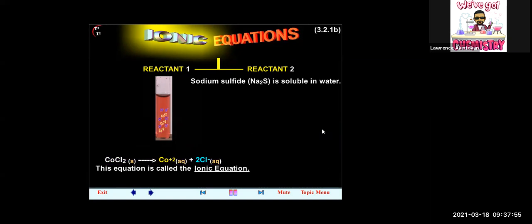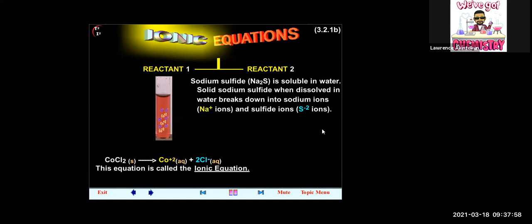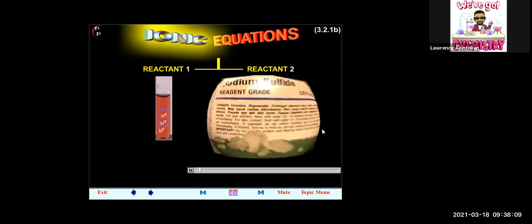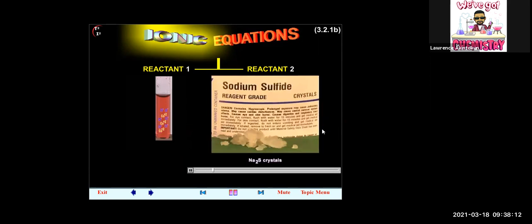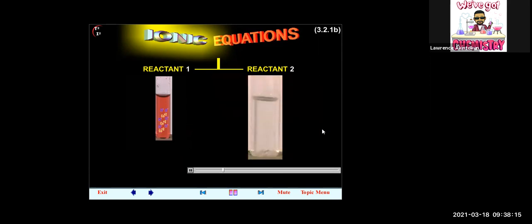Sodium sulfide is soluble in water. Solid sodium sulfide, when dissolved in water, breaks down into sodium ions and sulfide ions. Sodium sulfide crystals added to water dissolve, giving sodium and sulfide ions in solution.